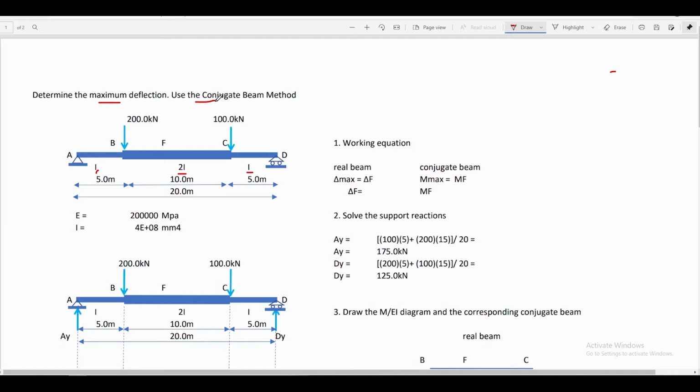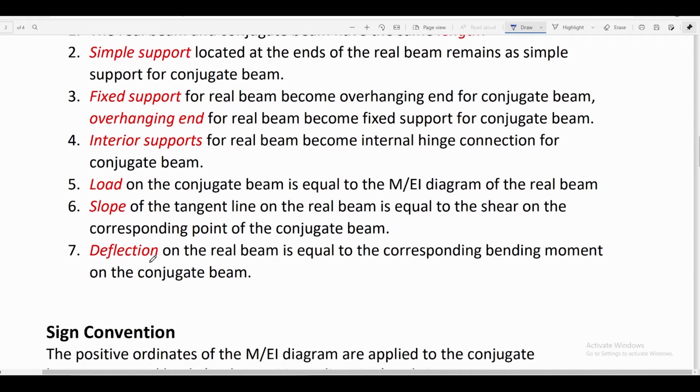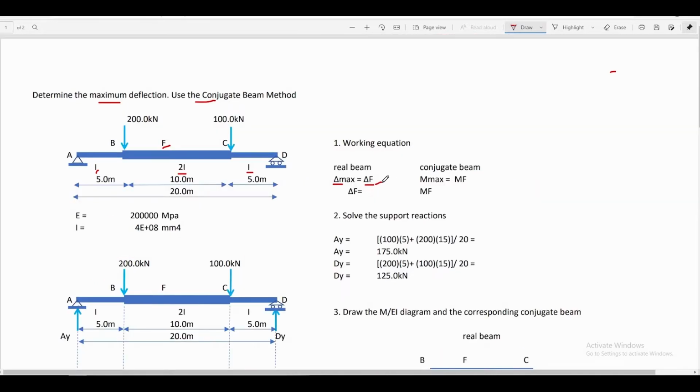We write the working equation. Say that the location of maximum deflection is at point F of the beam, so the maximum deflection will be equal to the deflection at point F of the beam. From the relative properties of the real beam and its conjugate beam, we have learned before that deflection on the real beam is equal to the corresponding bending moment on the conjugate beam. So to find the maximum deflection, we have to find the maximum moment on our conjugate beam, and that is the moment at point F on our conjugate beam. So we can now say that delta F is equal to MF. And here is now our working equation.